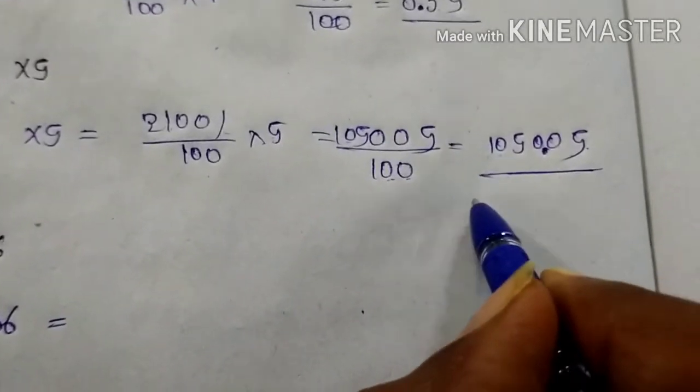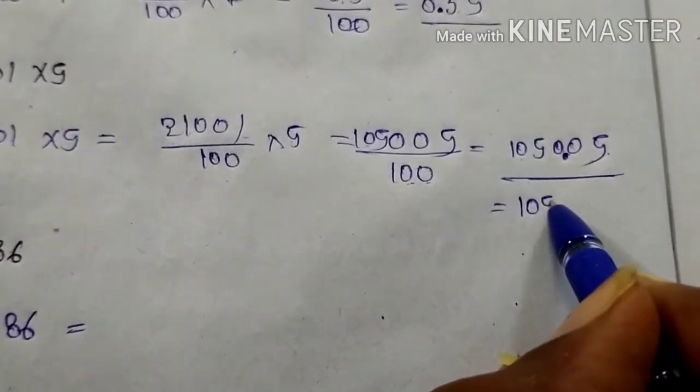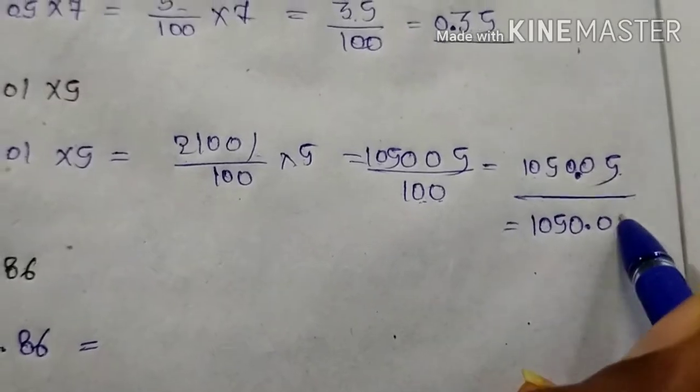Next you can see one more, 2 into 0.86. See here, if you want you can write clearly. 1050.05.